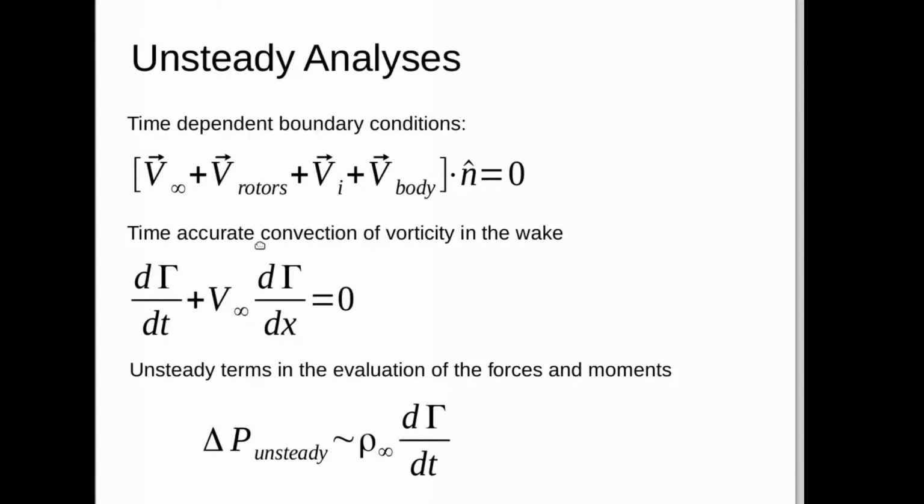And so the wakes have to be convected in a time accurate way, and the vorticity on those wakes isn't constant from the trailing edge all the way off to infinity. It's varying as a function of time, and so it's varying at downstream stations. And then finally, there's unsteady terms that show up in the evaluation of both forces and moments. So there's a delta P unsteady term, which is basically proportional to d gamma dt that shows up in the Bernoulli equation.